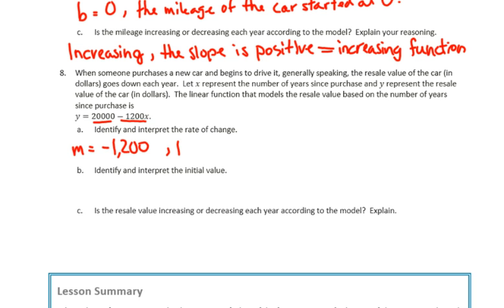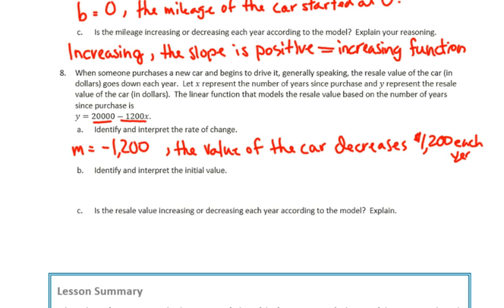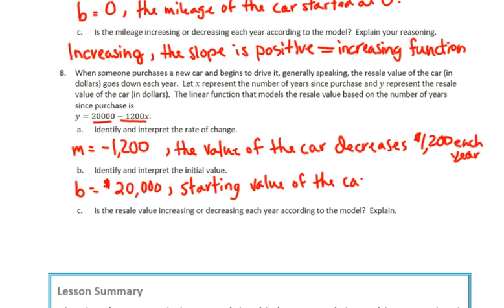So what this means is the value of the car decreases $1,200 each year. Identify and interpret the initial value. That's the number that has no variables with it. So b in this case is 20,000, and that represents our starting value of the car, or possibly how much you bought it for.